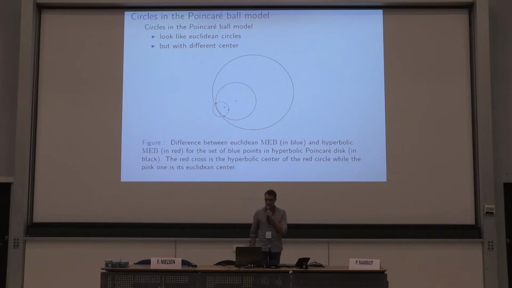We also have to consider balls in this model. Circles or balls look like Euclidean circles, but with their center shifted. Here is an example where the red ball is the hyperbolic MEB, while the blue one is the Euclidean MEB. We also see the difference between the Euclidean center, the pink cross, and the red one, which is the true center.